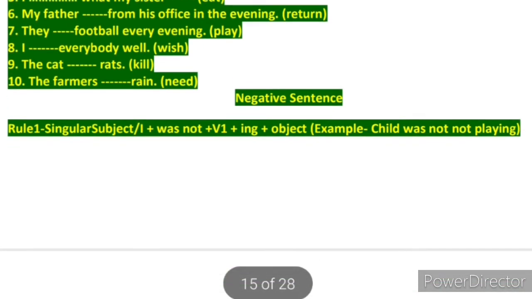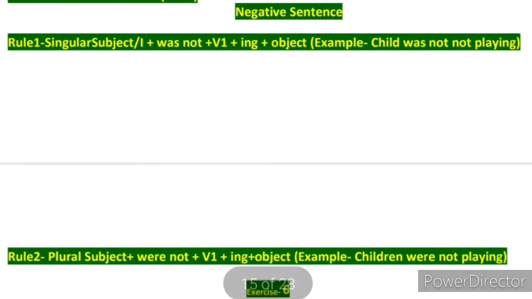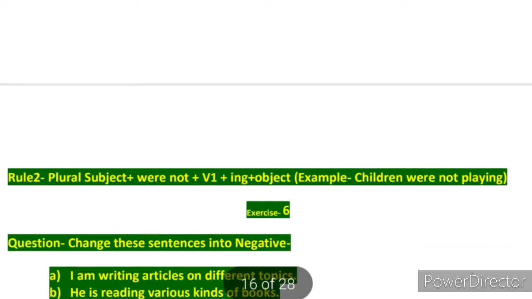Now we'll study the negative sentences. In the negative sentences we are supposed to add not just after was and were. So the rule is singular subject or I plus was not plus v1 plus ing plus object. For example, child was not playing. Next, plural subject plus were not plus v1 plus ing plus object. For example, children were not playing.